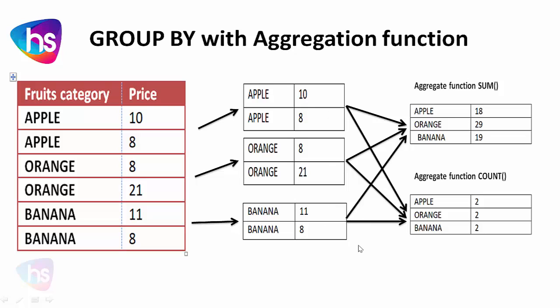The three categories are independent, and all the data rows are fetched category-wise, splitting the data. The prices match here: 10 and 8 for apple, the oranges here, and the banana here, 8 and 11, with their respective prices.